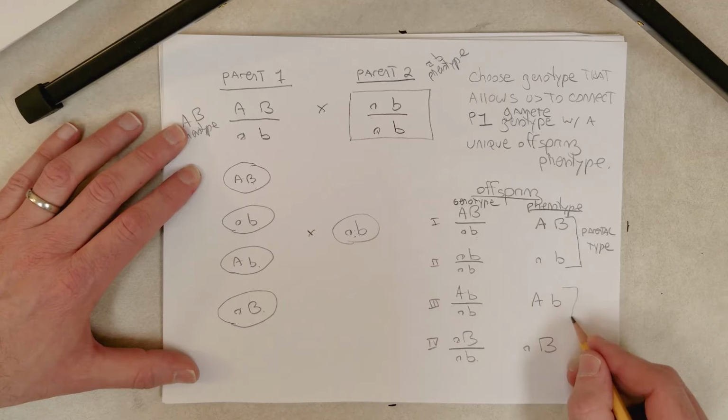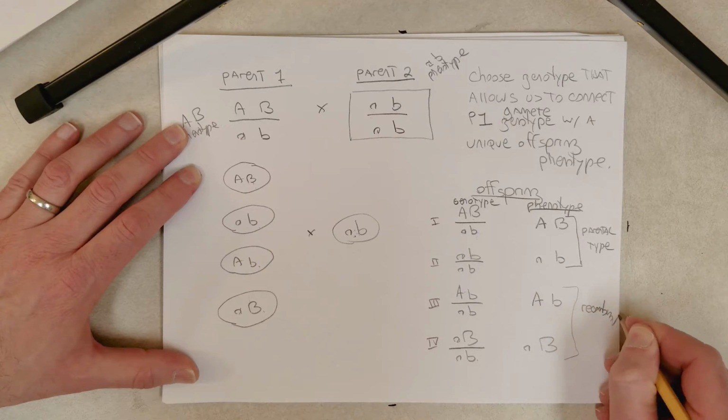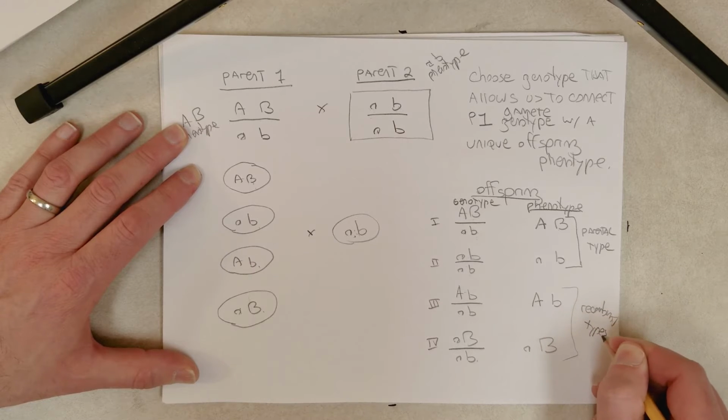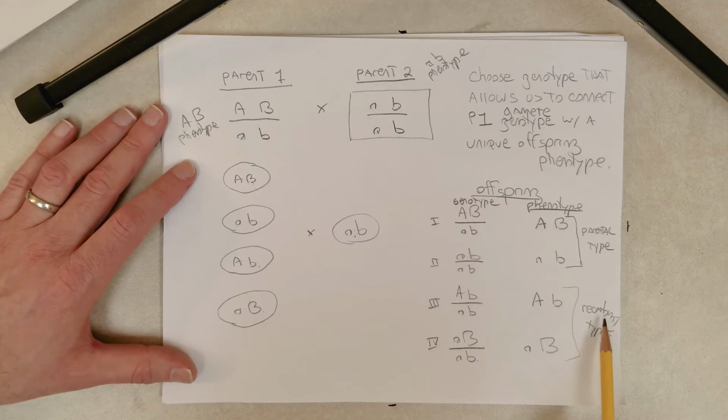So these down here are recombinant types. Neither phenotype matches the parents exactly, right? This one here has the big A phenotype, little b, and this one here has little a and big B. So these are recombinant types, which makes sense. As you will see, these are the phenotypes that were produced as a result of recombination in parent 1. They came from the recombinant gametes.